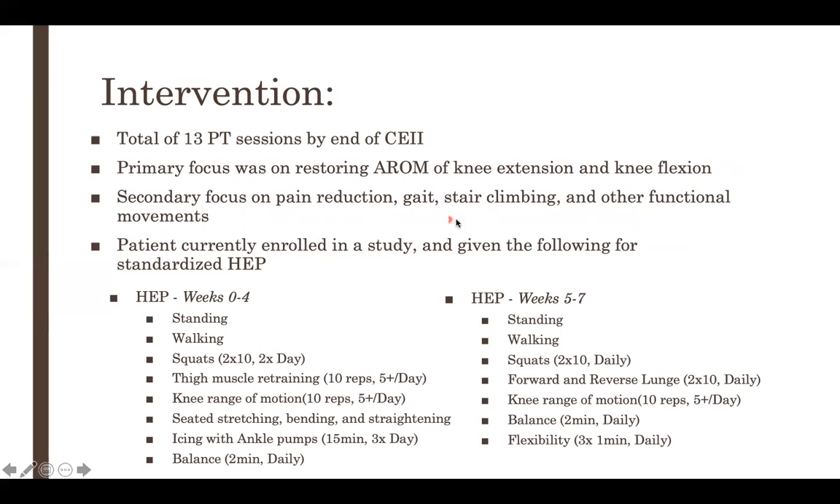The secondary focus for our intervention was on pain reduction, gait, stair climbing, and other functional movements. A caveat to this is that the patient is currently enrolled in a study that's analyzing treatment outcomes following a total knee arthroplasty. So she was given a standardized home exercise program that consisted of the following for the first 4 weeks. And then in weeks 5 through 7, these exercises seen here.